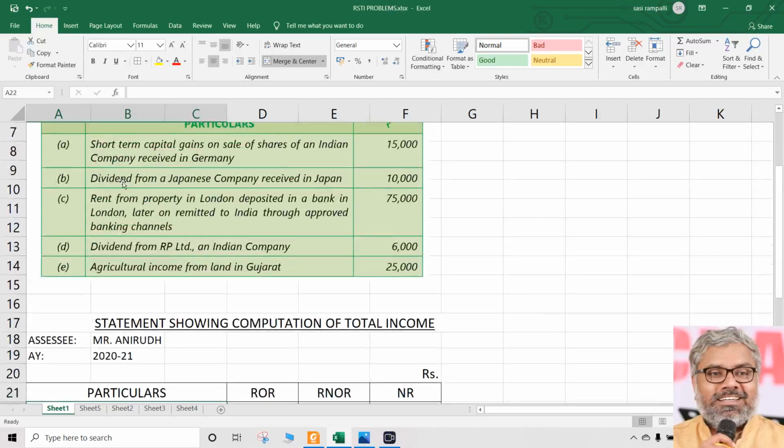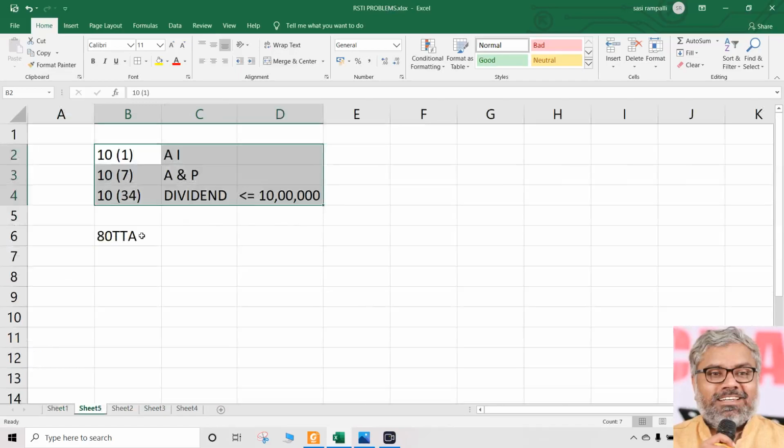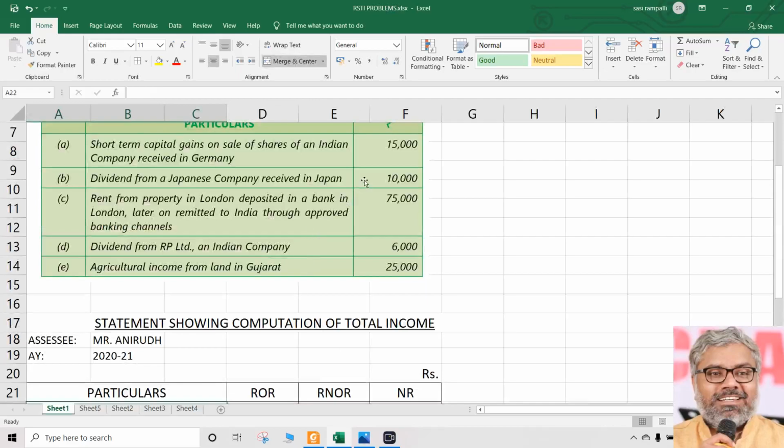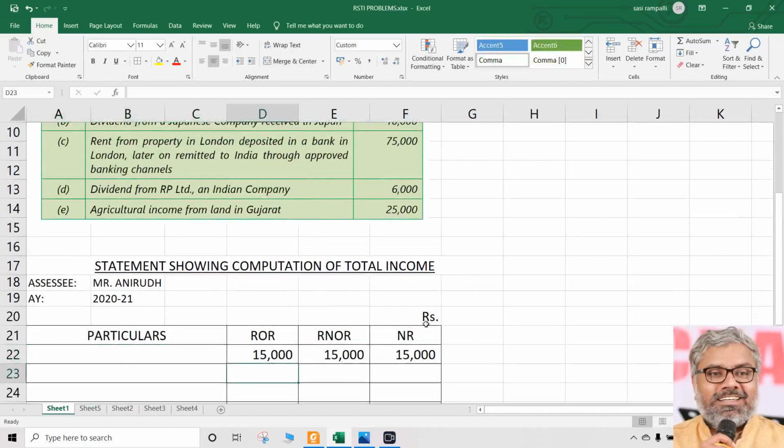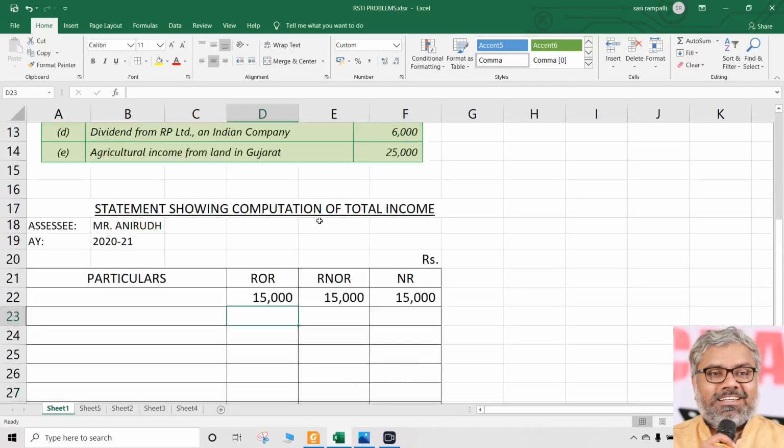Then the second point: dividend received from a Japanese company, received in Japan. First of all, it is not an Indian company. It is a Japanese company. So section 10(34) is not applicable. So don't worry about exemption and all. No exemption. The company itself is a Japanese company and the dividend is received in Japan. How will it be taxable for a non-resident and RNOR? Not possible, because it is neither accrued in India nor received in India. But it will still be taxable for whom? It will still be taxable for ROR.